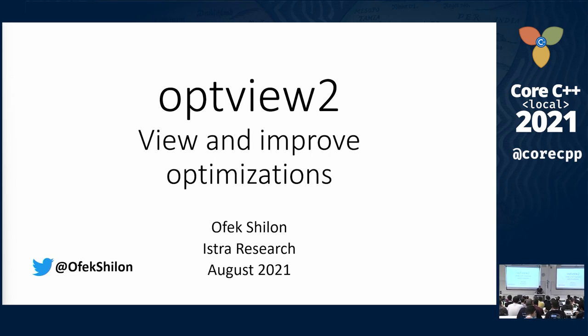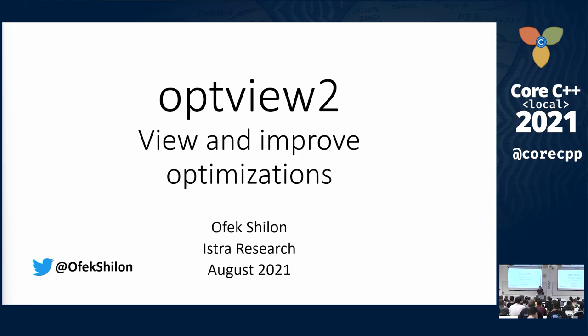What I'll be presenting today is a very little known tool from the LLVM universe called OptViewer that I really hope can add value to you immediately. In essence, it's a tool that allows you to stop guessing what optimizations the compiler performed on your code and what it tried to do and failed, and to some extent, why.